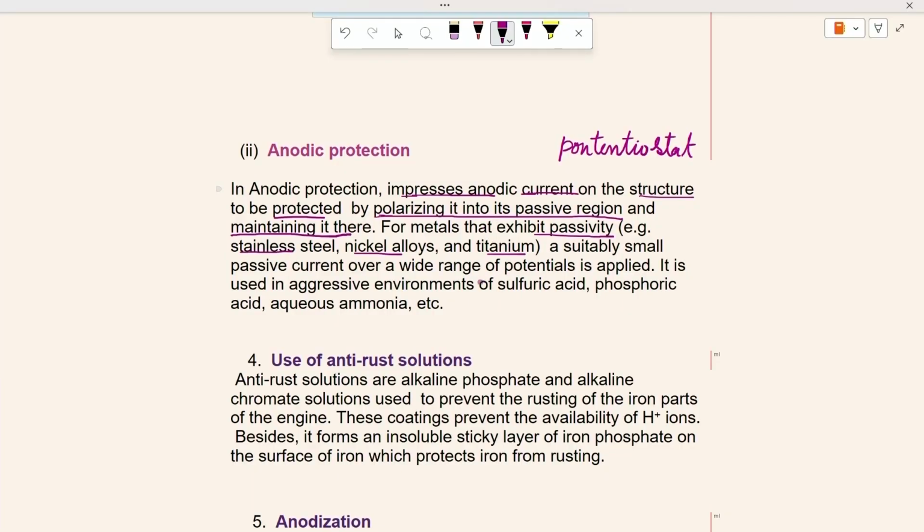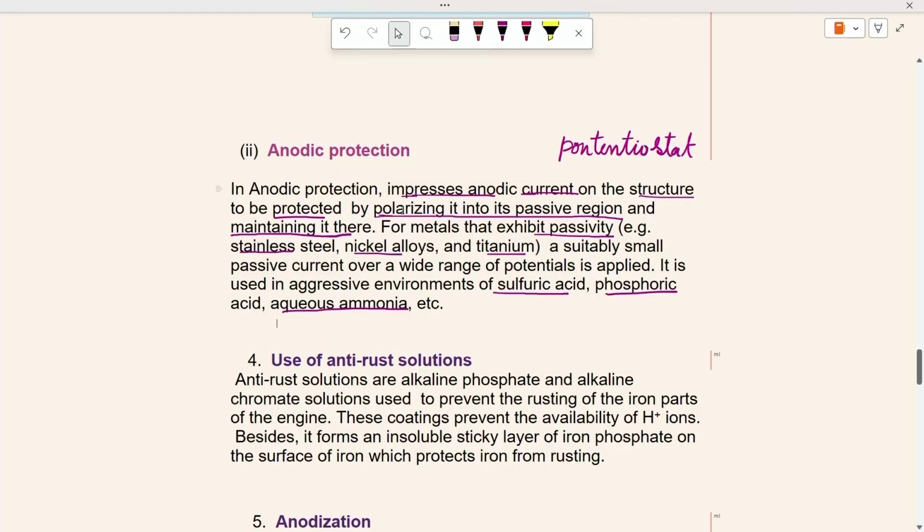For metals that exhibit passivity, like stainless steel, nickel alloys, titanium, etc., a small passive current over a wide range of potential is applied, and this is done for all structures where we have very aggressive environments, like exposure to sulfuric acid, phosphoric acid or aqueous ammonia. In such cases, there will be metallic tanks made of stainless steel or anything else, and all of these have to be protected by giving them anodic protection, so that the metal remains passive and there is no interaction between the acid or ammonia and the metal. That is anodic protection.